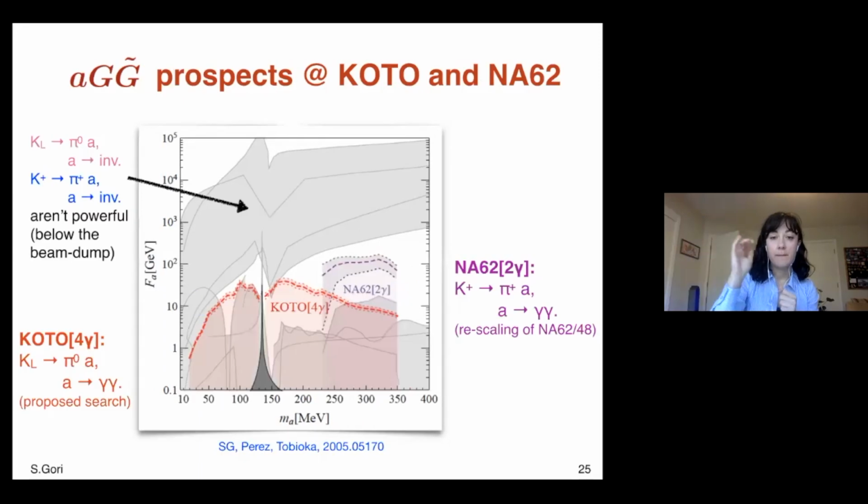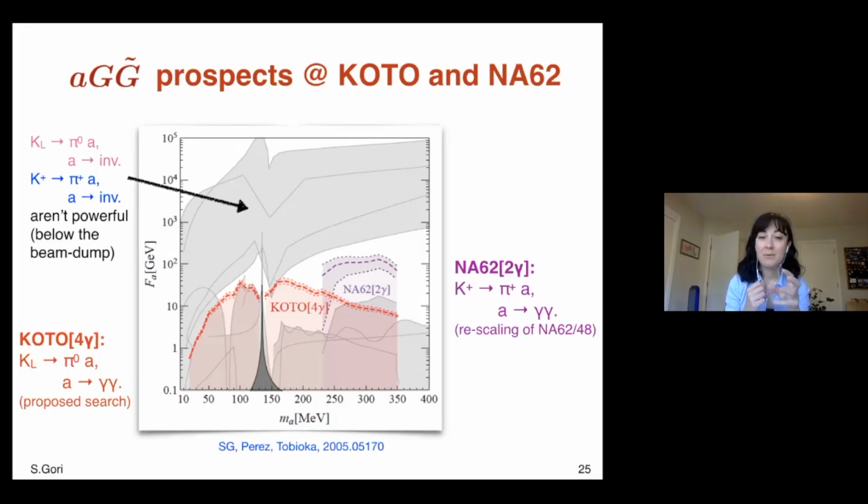So what we can do in the future: these are the regions that can be probed via the proposed search at KOTO, K long to four photons, so the K long going to pi0 and then ALP, and the ALP decaying to two photons. This is the region shown in red. And then the purple region comes from the future prospects for NA62 to look for K plus to pi plus and then ALP, with the ALP decaying to two photons. You see that I'm putting some band, and if you're curious, this is the band that shows the theory uncertainty.